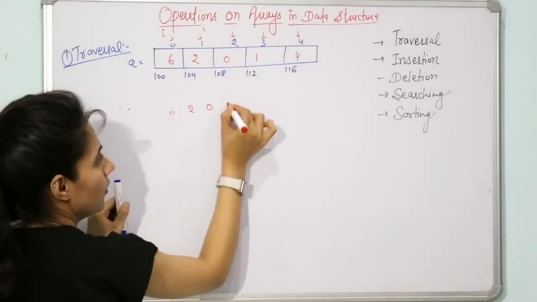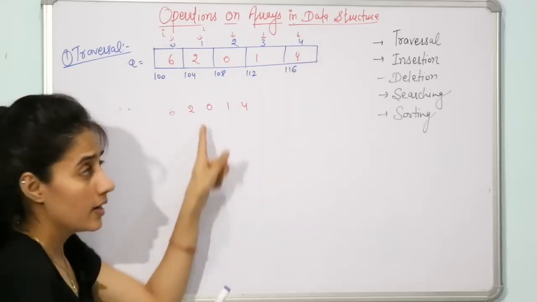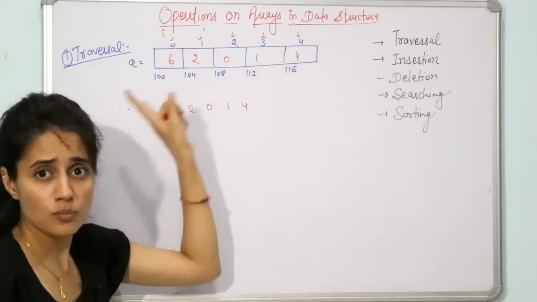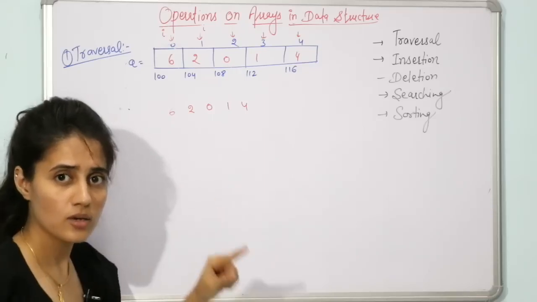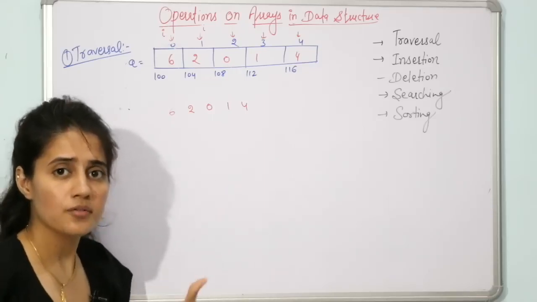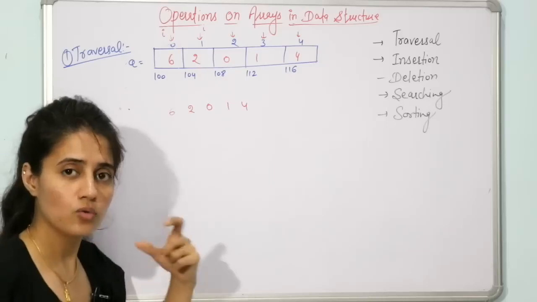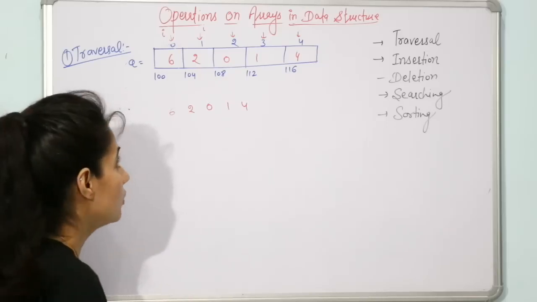Like this the values would be printed, and I would go from 0 to 4, that is from 0 to size minus 1. The size of the array is 5, so size minus 1. This is how we are going to traverse the array, and you are going to write down the code for this. Now how are we going to write down the code?